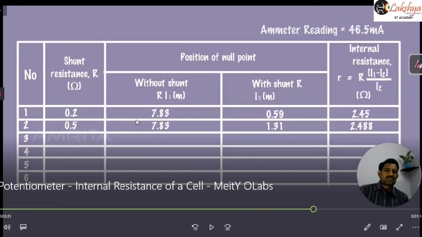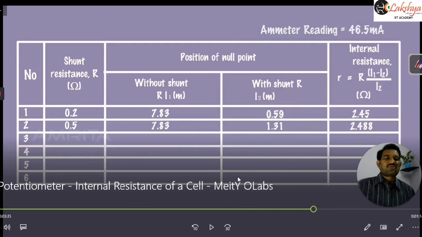Now we can observe that even though we are changing the shunt resistance, without shunt resistance the L1 value will remain the same. We take the same value here because it doesn't depend on this resistance. Only the L2 value will change, and correspondingly we find the internal resistance here. We get a small difference because of experimental errors, and because of that we repeat these values, and finally we find the average value of the internal resistance. So that is the procedure for finding the internal resistance of the cell, right?